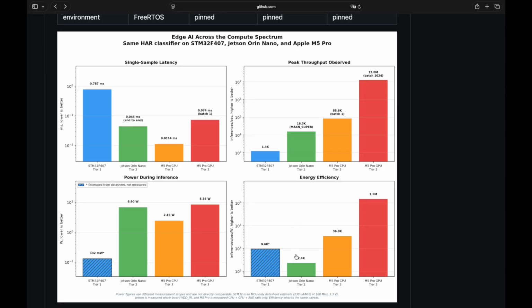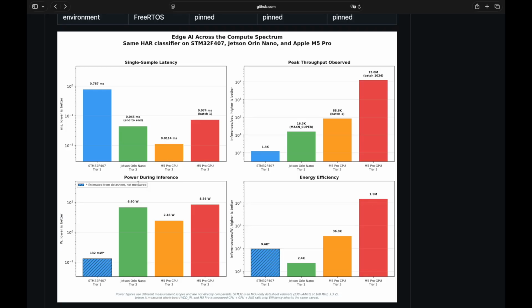Energy efficiency in inferences per second per watt does not rank the same way, and this corrected an assumption I held before measuring it. The STM32 and Jetson swap places. The Jetson beats the STM32 on raw throughput but falls behind it on efficiency. The M5 Pro still leads on both. Its CPU delivers 3.7 times more inferences per watt than the microcontroller, and its GPU at large batch approximately 157 times more. Newer silicon, built on a more advanced manufacturing process, performs more work per joule, and architectural simplicity does not compensate for that.